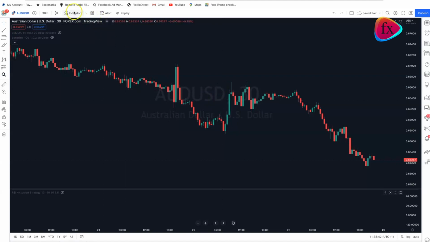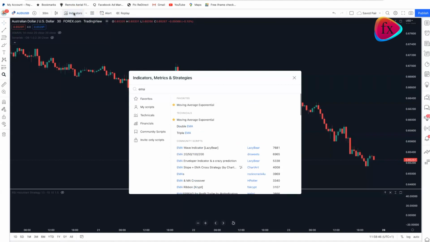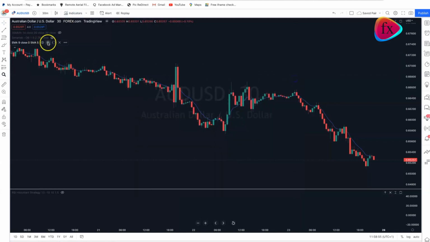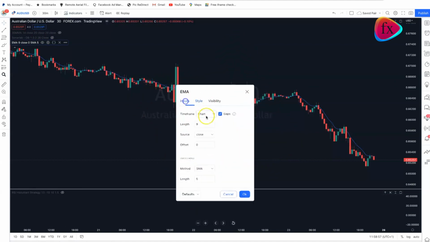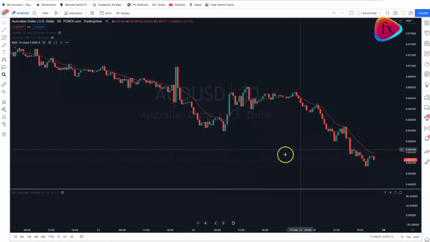So first of all, go to your indicators, type in EMA, and where you see the moving average, you will basically click that and you will change the settings to 14. You will change it to EMA, and the first one will be red. Okay, and you see that there.